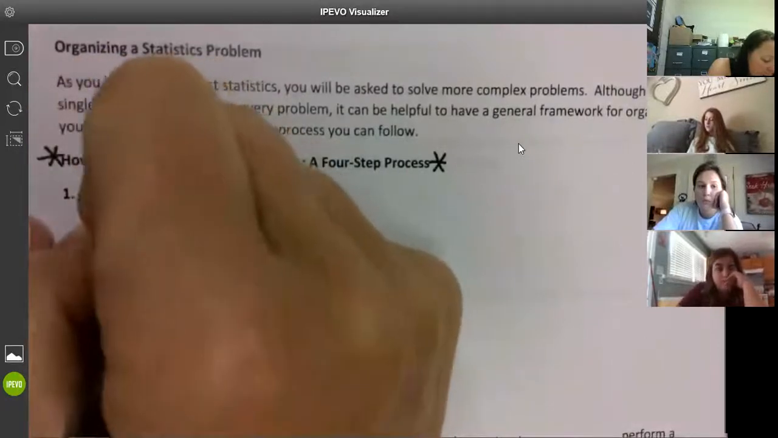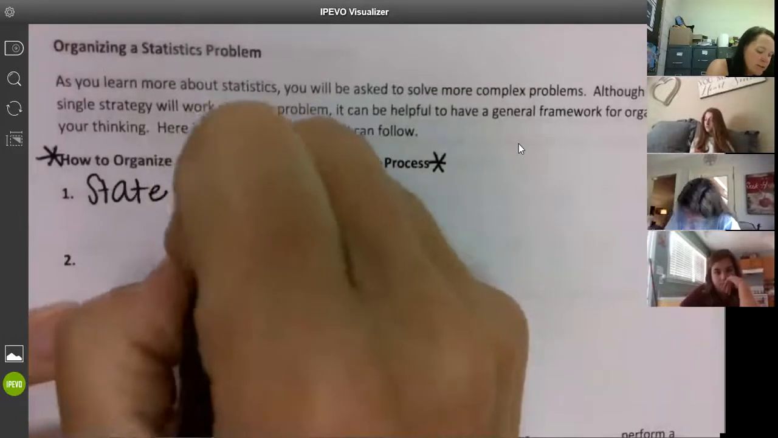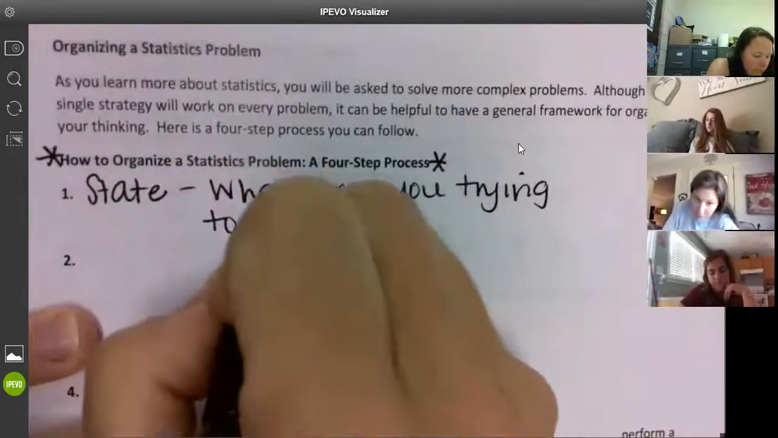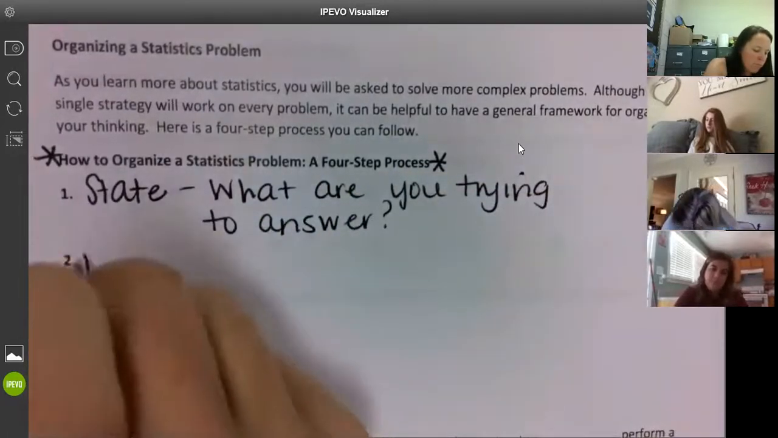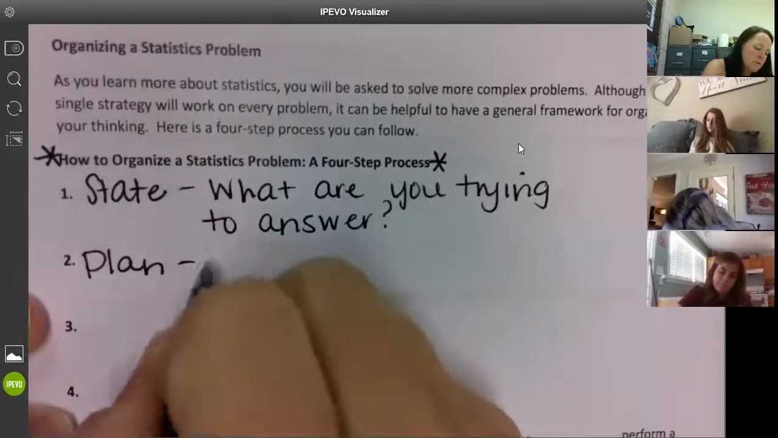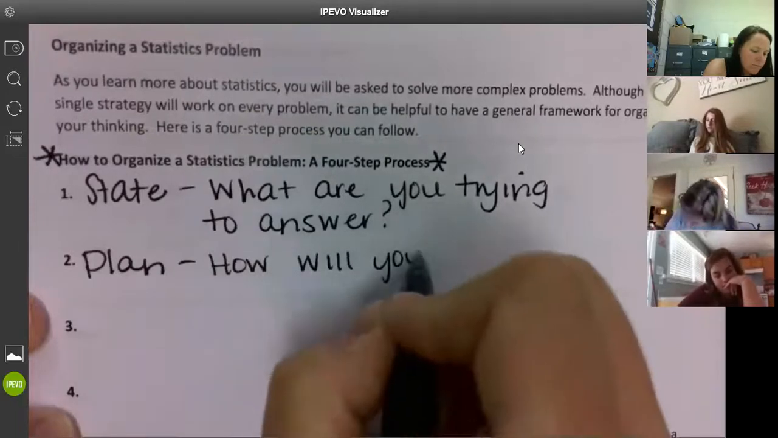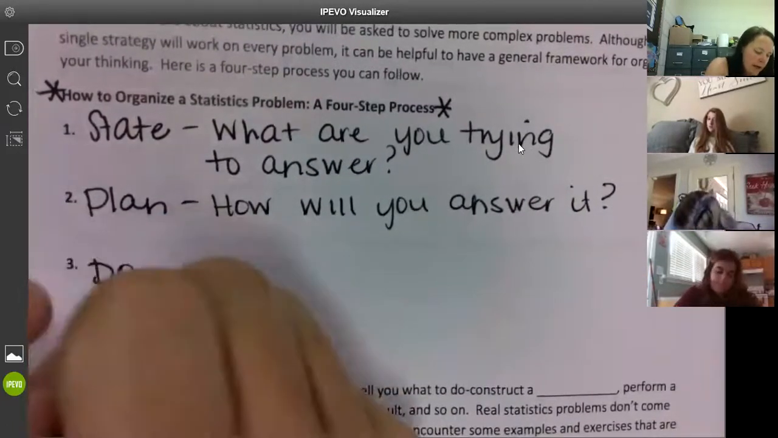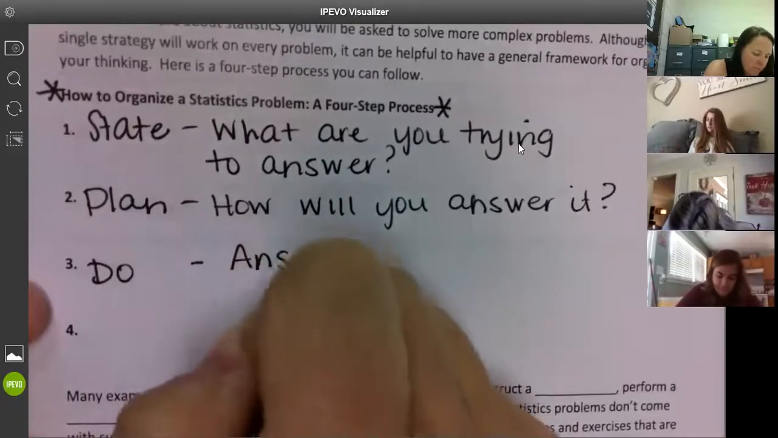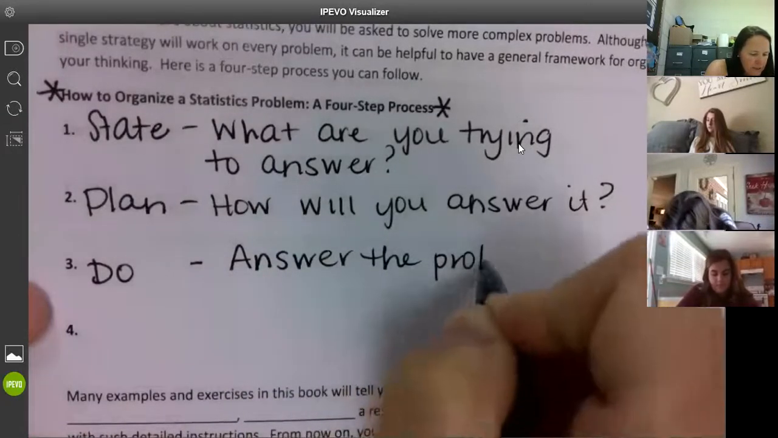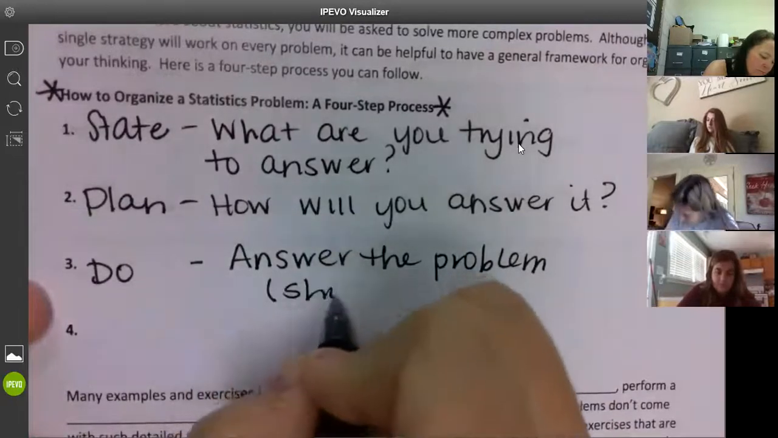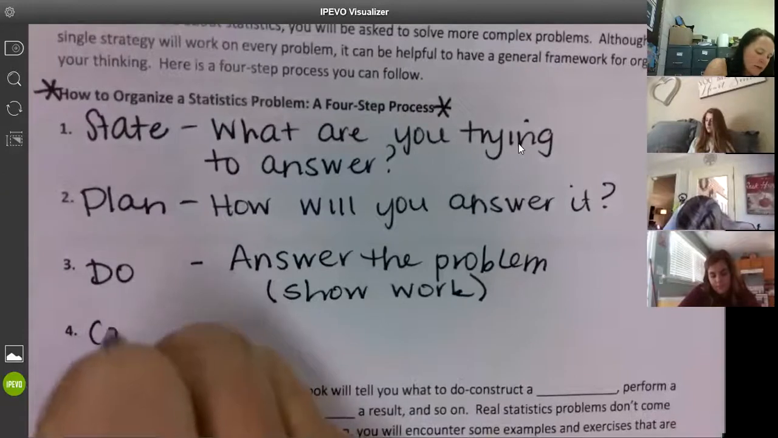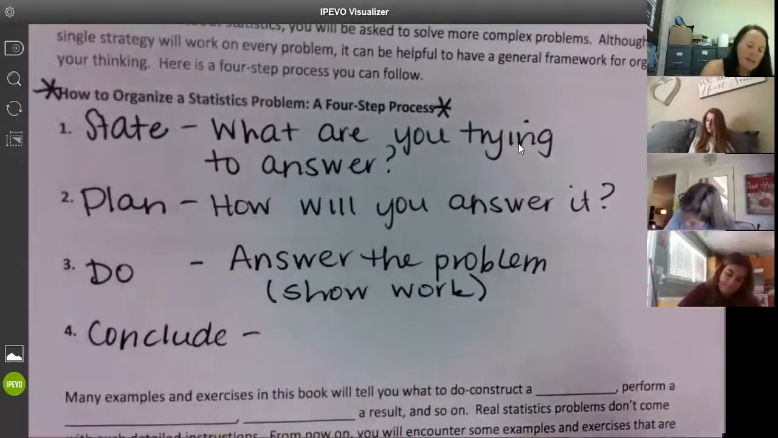Your first step is to state. This is, what are you trying to answer? Your next step is to plan. How will you answer it? And again, you do this all year long. Then you're going to actually do it, so answer the problem. Here's the key though. This is where people hate stats. You have to show your work. It's not hard math, okay? It's not hard. You just got to show it. And then the last thing you're going to do is conclude. So finalize and give a conclusion statement.